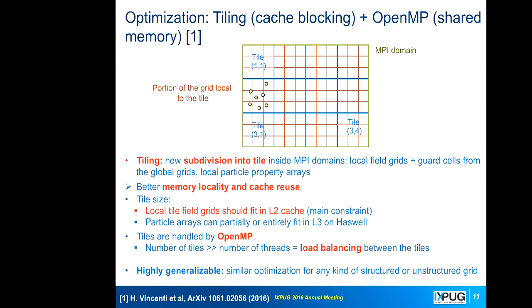Then we have added an OpenMP parallelization inside the MPI, so an inner-node parallelization in a sense. And when we have many more tiles than threads, we have load balancing between the tiles, which is an interesting point for OpenMP here, as opposed to keeping only MPI. And this is highly generalizable because it can be applied to any structured grid with particles or unstructured grid with particles.